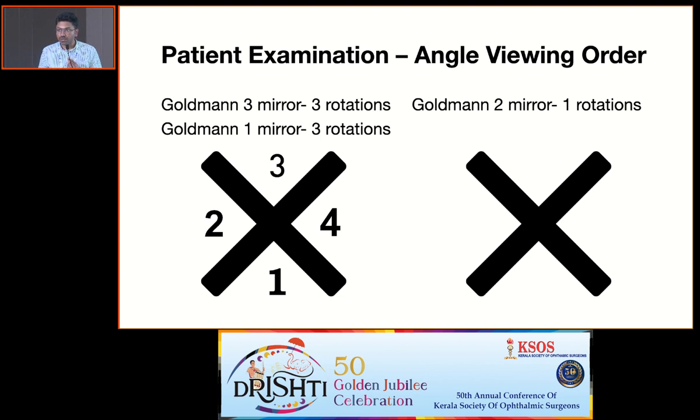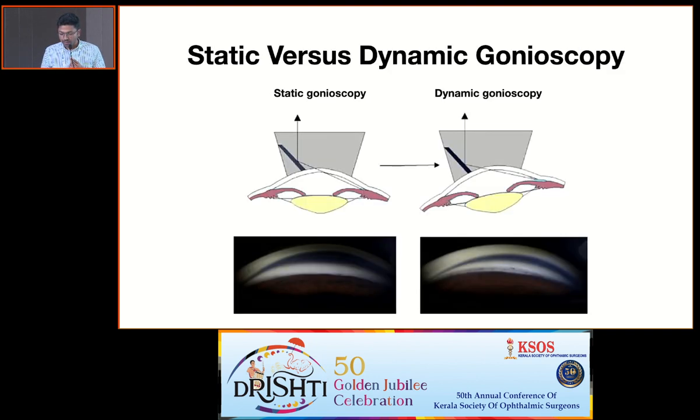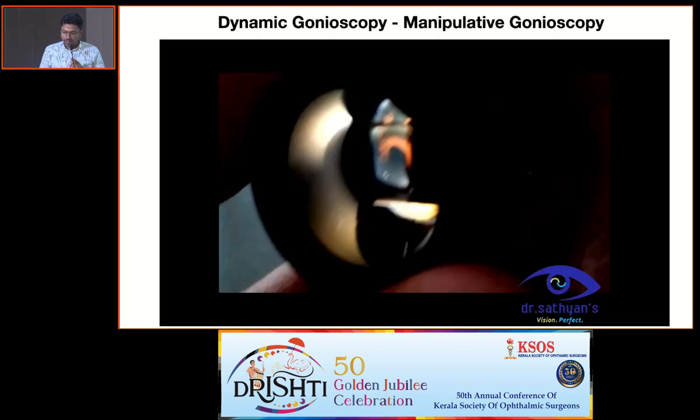And for the Goldmann two-mirror, you need only one rotation. You can simultaneously visualize two angles. So we will be describing what is happening there. So let's go on to manipulative gonioscopy.